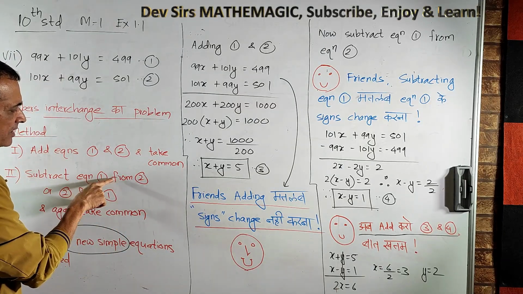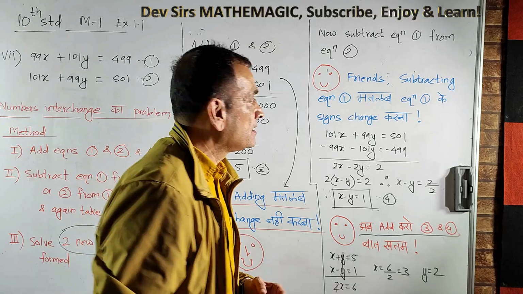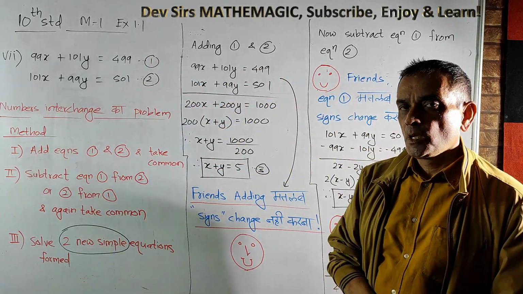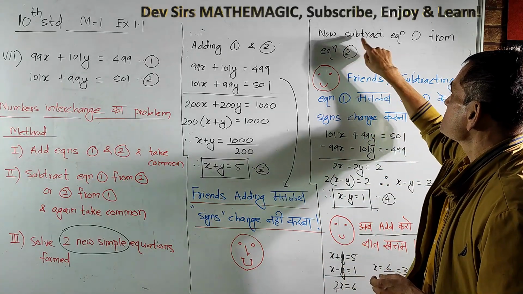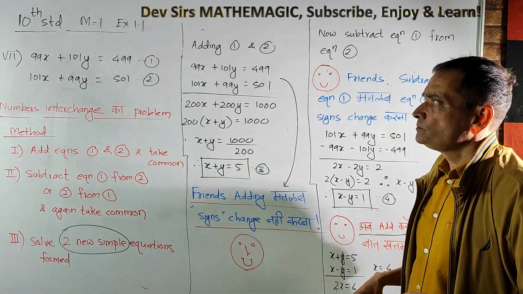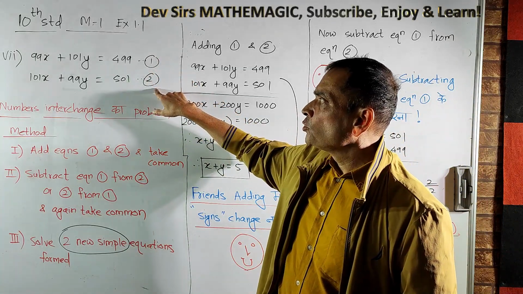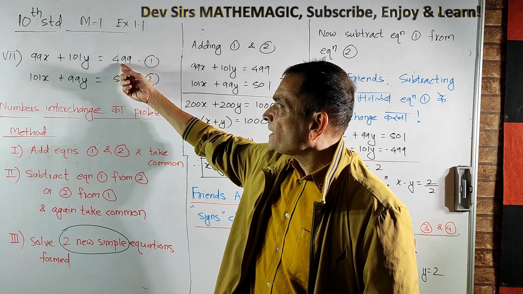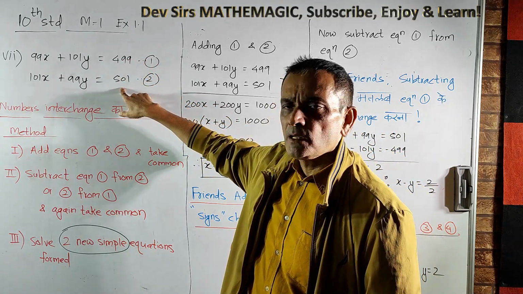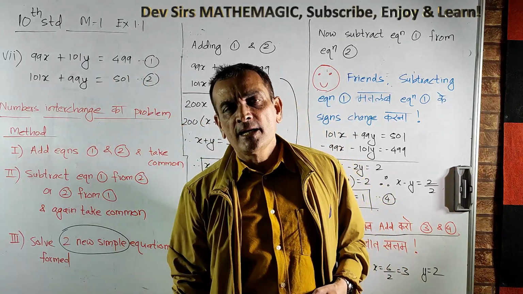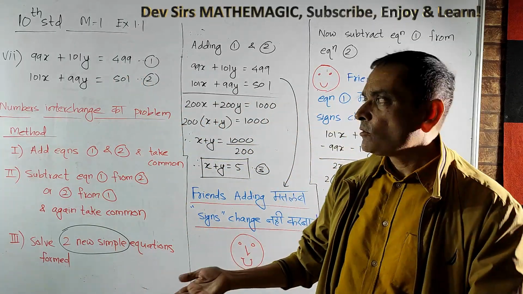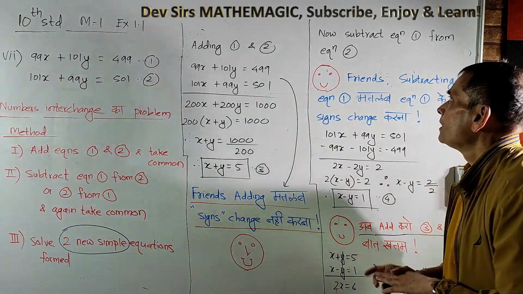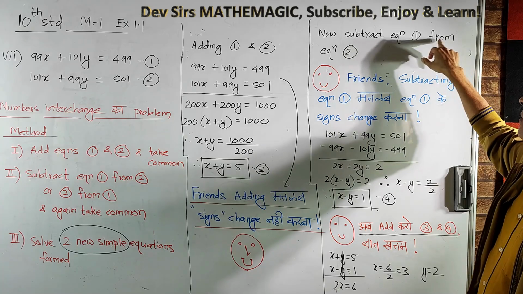Now subtract equation 1 from 2. I told you it is your choice. Subtract equation 1 from 2 or 2 from 1. What have I done now? Now subtract equation 1 from 2. Equation 1 from 2 means I will write equation 2 first. From that I will subtract equation 1 because 501 is a bigger number. So I chose 501 minus 499. You can also do 499 minus 501. No harm in that. Subtract equation 1 from 2.